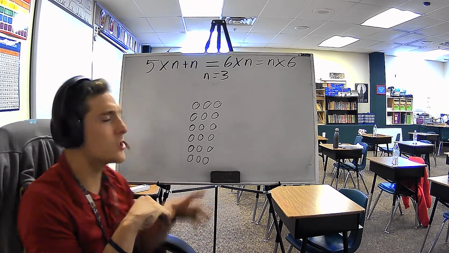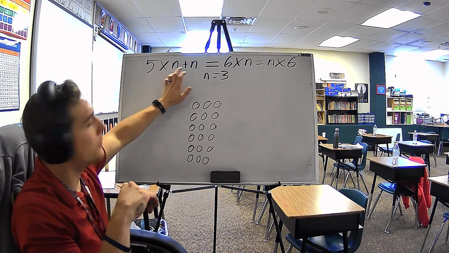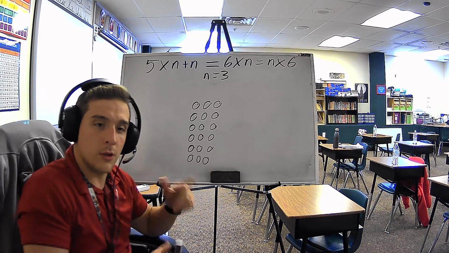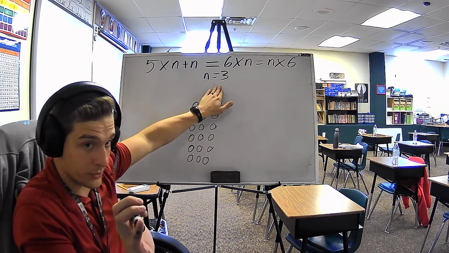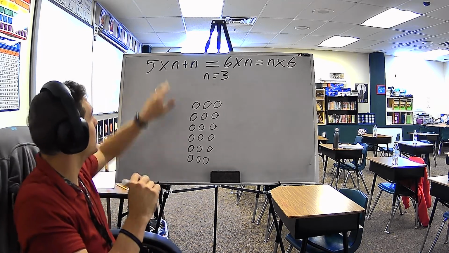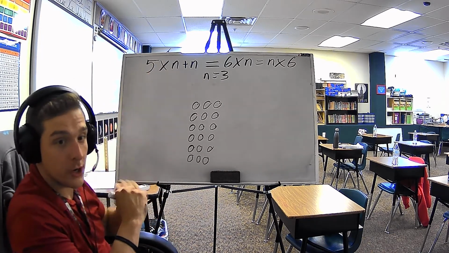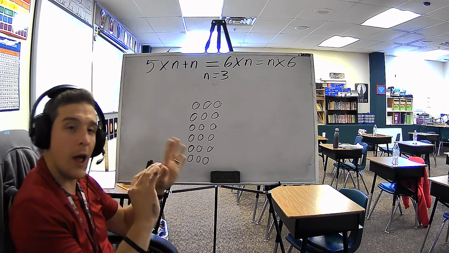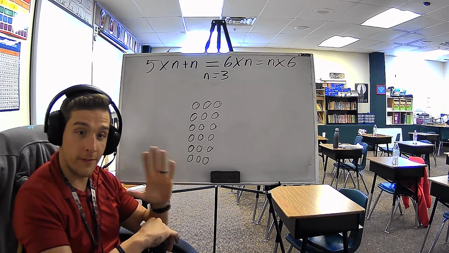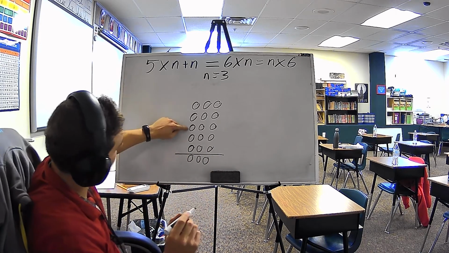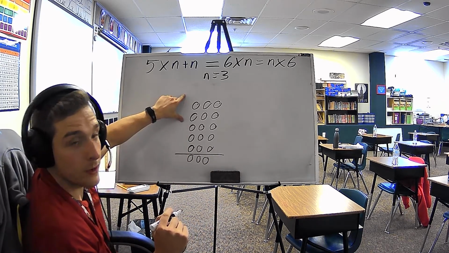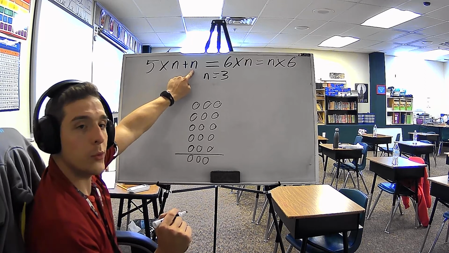But how does this show 5 times n plus n? So n is representing 3 here. We are agreeing on that because we've said it's 3. 5 times 3 would be our first equation we did, correct? So how many groups do we have? We have 5 groups of 3. I'm going to draw that line right there. 1, 2, 3, 4, 5. 5 groups of 3. Plus 3 more.